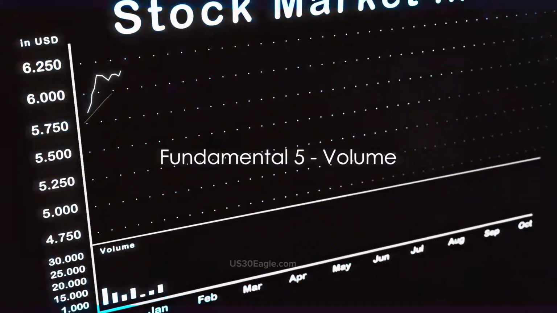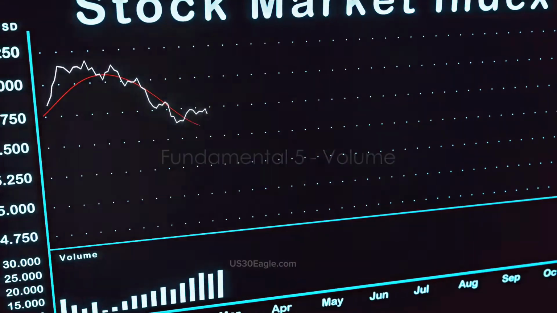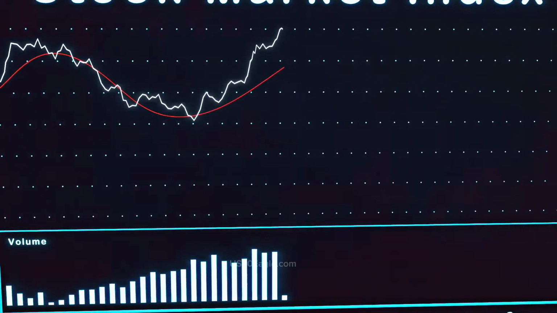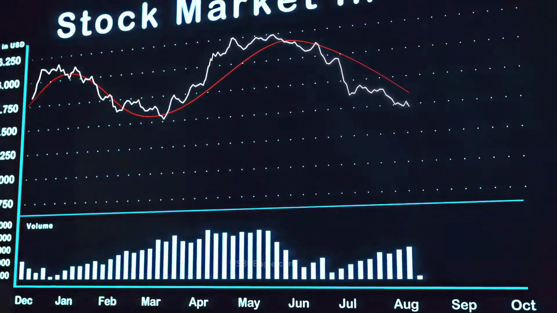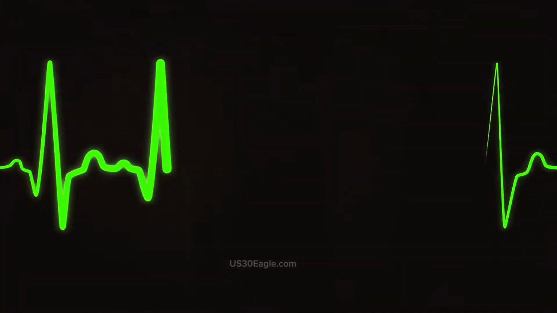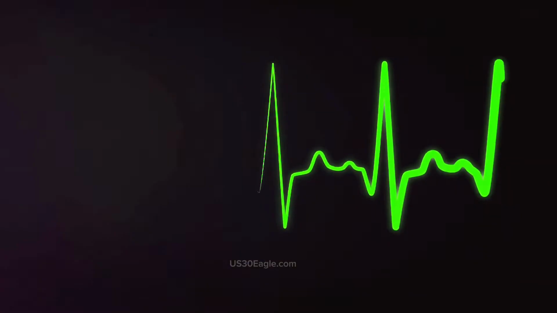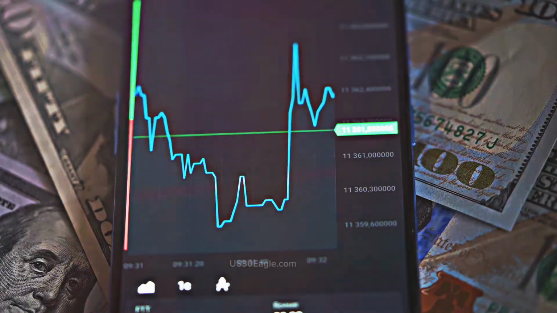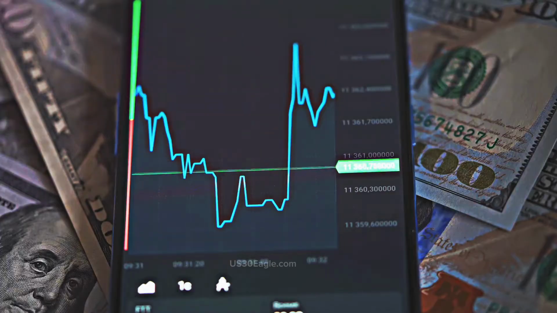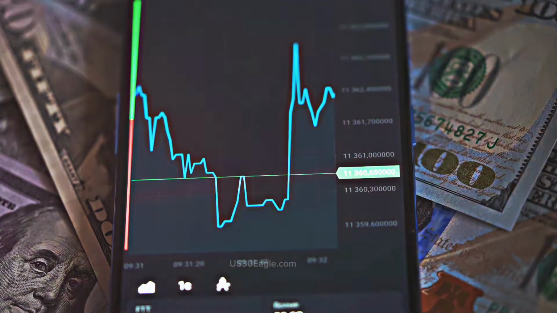Last but not least, we have volume. Now, what is volume? In simplest terms, it's the total number of shares or contracts traded in a security or market during a given period. It's like the heart rate monitor of the market, showing the intensity of trading activity. But why is it crucial? Well, volume can confirm the strength of a trend or signal a potential reversal.